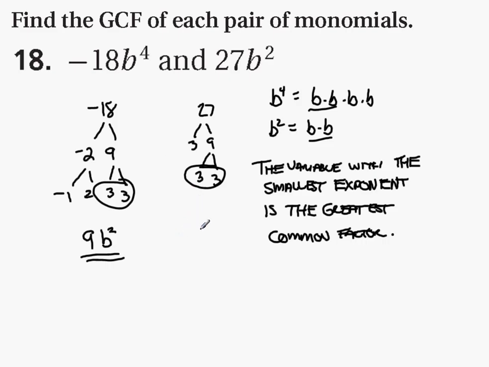Now, what's interesting is if I ask you to factor these two expressions, then I would basically pull the 9b squared out. So this then would be 9b squared times negative 2b squared. This would be 9b squared times 3.